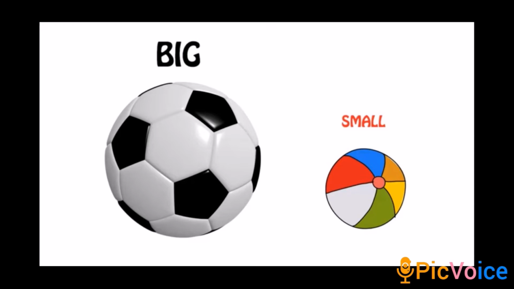The ball which has white and black color is big. What is the spelling for big? B-I-G, big. And the ball which is colorful, isn't it? We have a lot of colors in the small ball, isn't it? What are the colors, children? See, we have red, blue, orange, green and white color, isn't it? It looks beautiful, isn't it children? So it is very small when compared to the other ball, isn't it? So it is small which is on the right hand side, okay children?